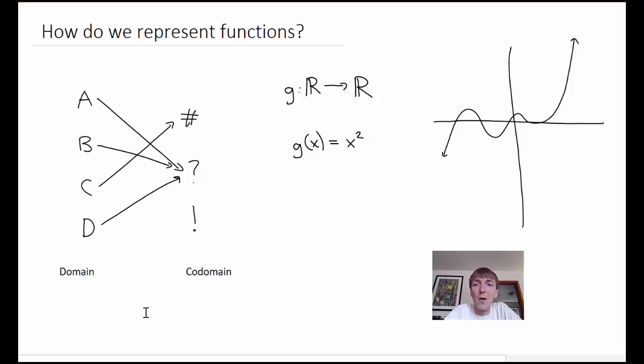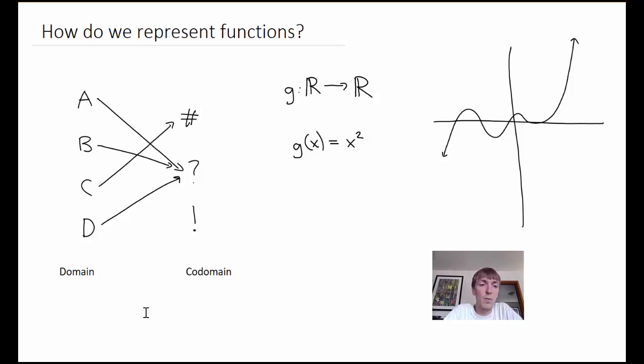Okay, now what is the rule? Well, the rule are these arrows in between. And I just want to emphasize, because I think it's really easy to get confused, that the rule doesn't have to be any kind of formula. It doesn't really even have to make sense. The rule basically has one job, which is to take everything in the domain to something in the codomain in a way that is completely unambiguous.